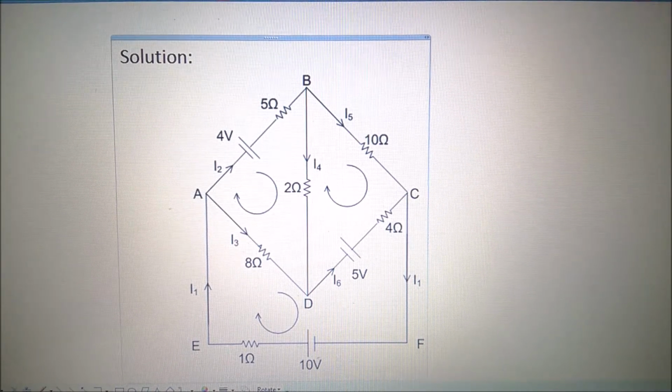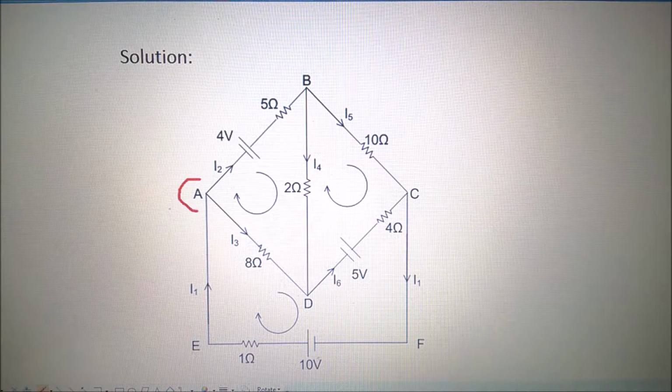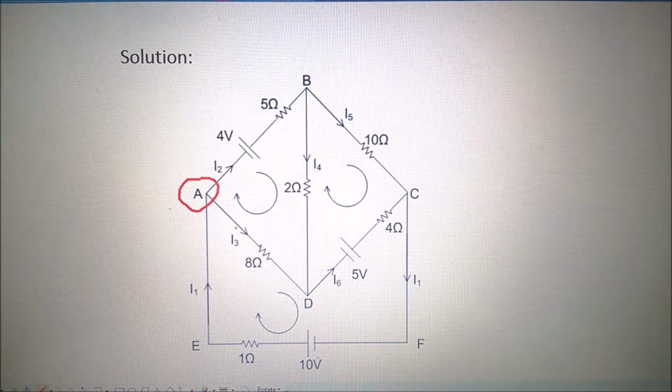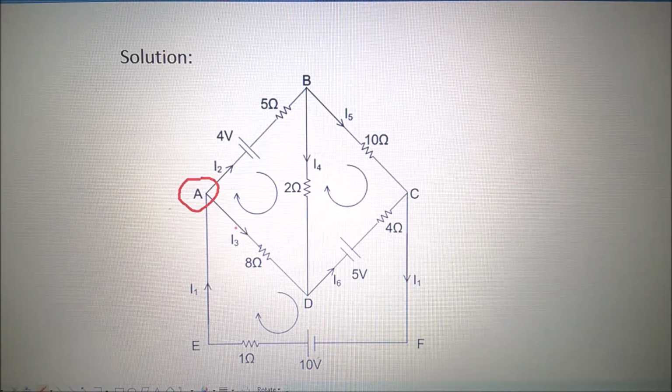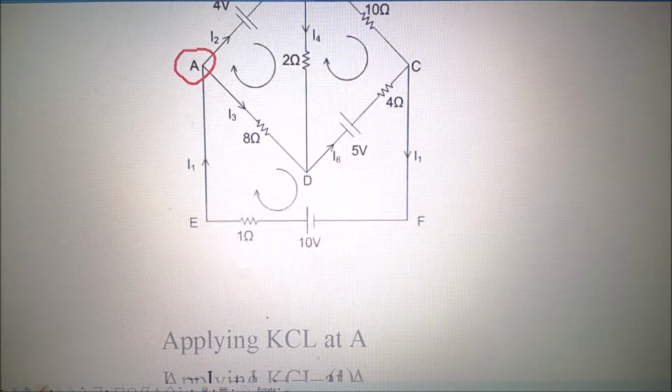Now I shall apply Kirchhoff's current law first at junction A. Here I1 is incoming, I2 and I3 are outgoing. Therefore, according to Kirchhoff's current law, I1 minus I2 minus I3 equals 0. Therefore, I can get an equation: I1 is equal to I2 plus I3.